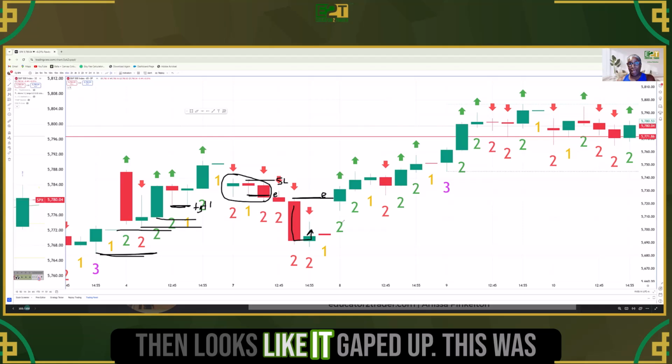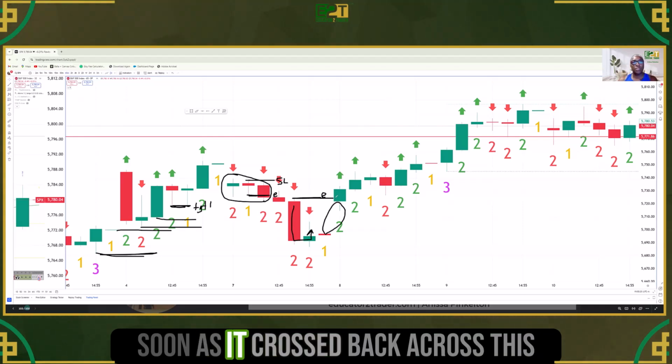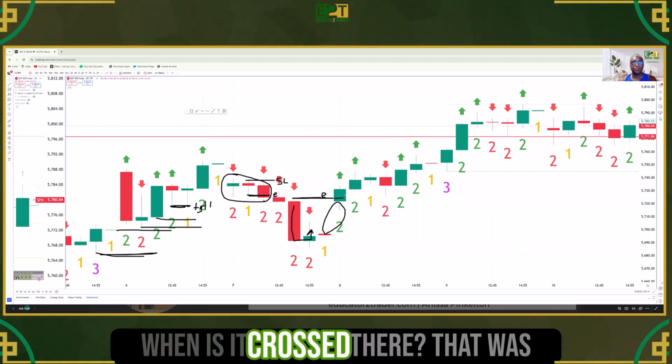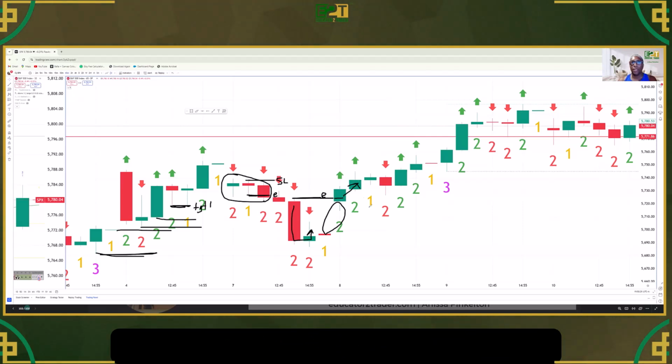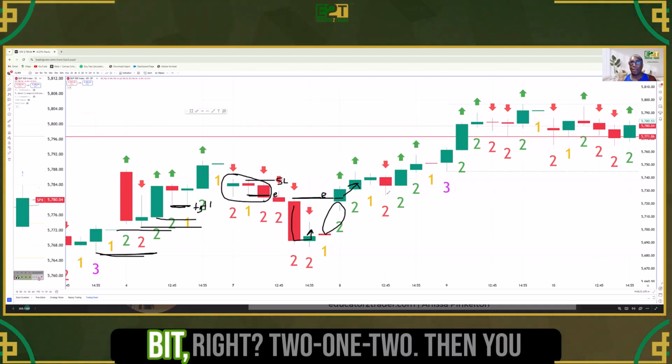Then it looks like it gapped up. This was a pre-market gap. It gapped up, but as soon as it crossed back across this number right here, I don't know what the numbers are, but as soon as it crossed there, that was entry for going upwards. And look at what it did through the day. It did pause, pull back a little bit, right?